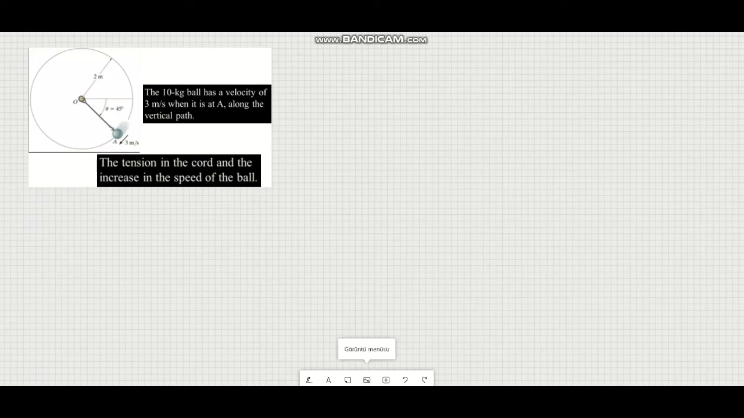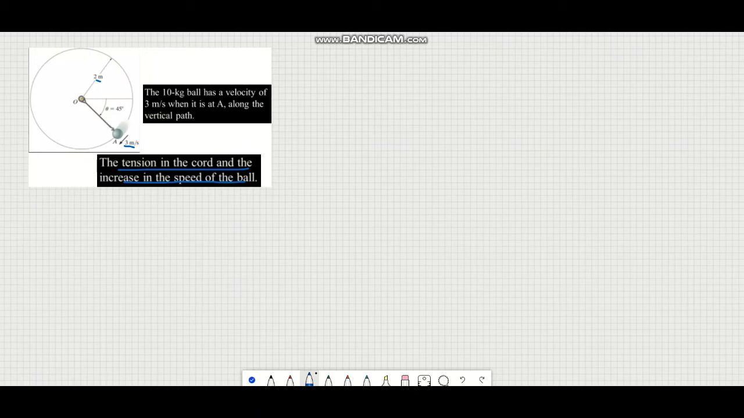Okay, in this question, first of all, let's stop here. Let's go through with this one. We have again curvilinear motion, and the ball A is moving at 3 meters per second, and the length of the cord, or the radius of curvature, is 2 meters. It is given. We are going to find the tension in the cord and the increase in the speed of the ball. We are going to calculate it.